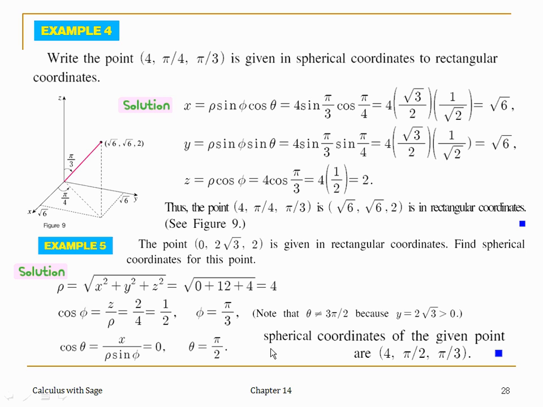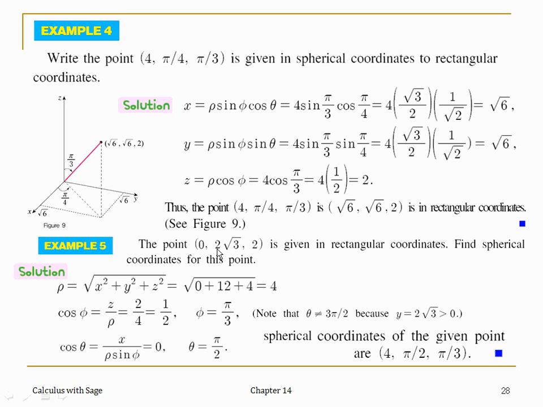Okay, here's the example. Write the point that is given in spherical coordinates in rectangular coordinates. Suppose we have a point in spherical coordinates like this, then change it to rectangular coordinates. So x is like this, y is like this, z is like this. So just plug in rho, phi, theta here to have square root 6, square root 6, and z is equal to 2. So this is a rectangular coordinate of the same point.